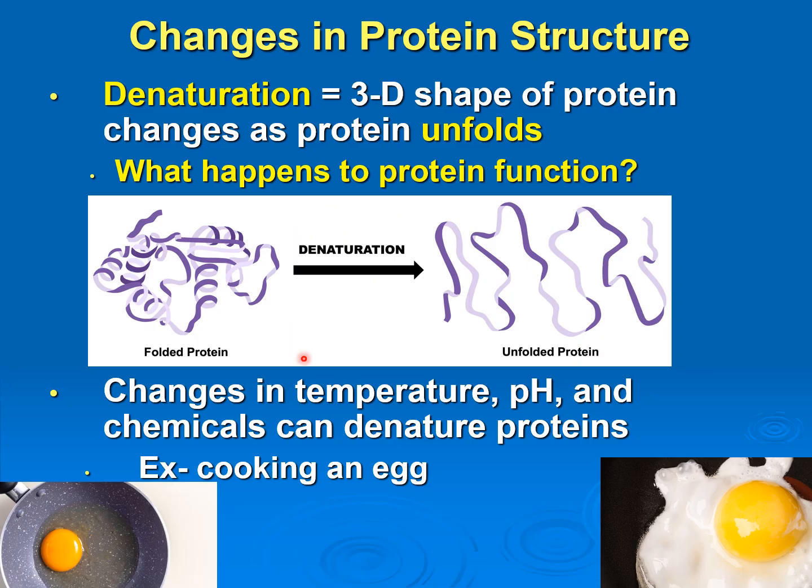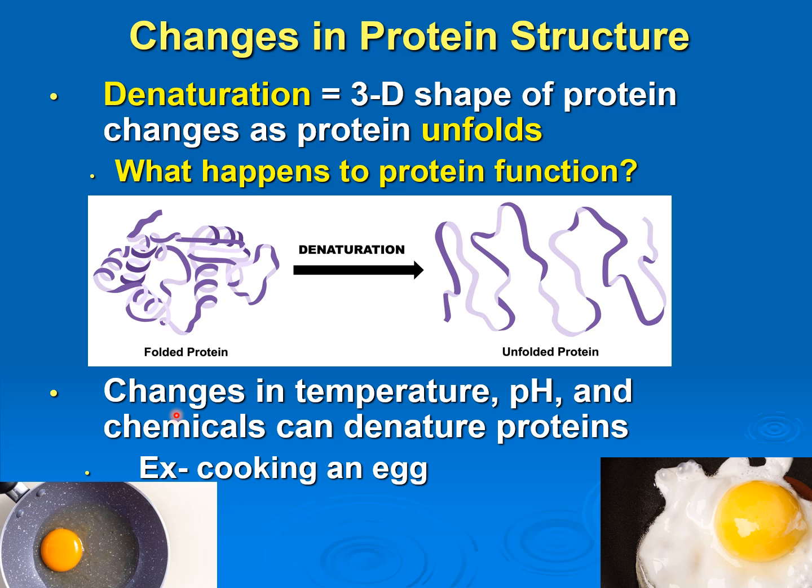Okay, another change we can have in protein structure is called denaturation. This is when the three-dimensional shape of the protein ends up unfolding. This will happen if you heat up a protein or maybe change the pH around the protein, or certain chemicals can denature the protein. When you denature the protein, when you unfold it, it loses its shape, and then the protein's no longer going to have its particular function anymore.